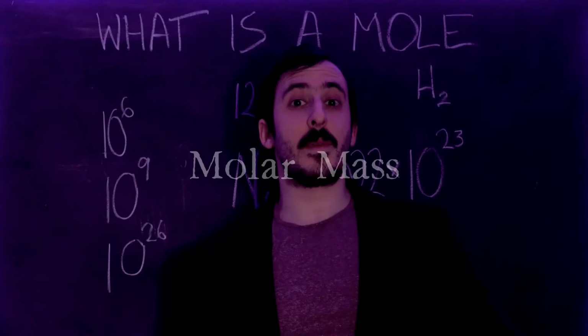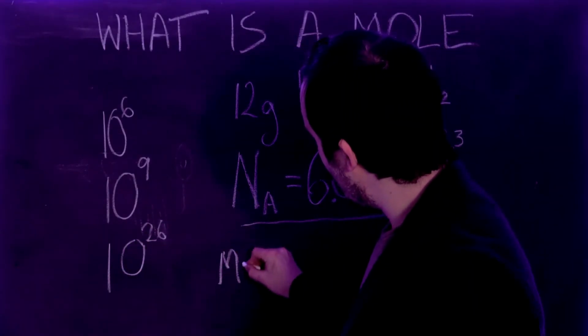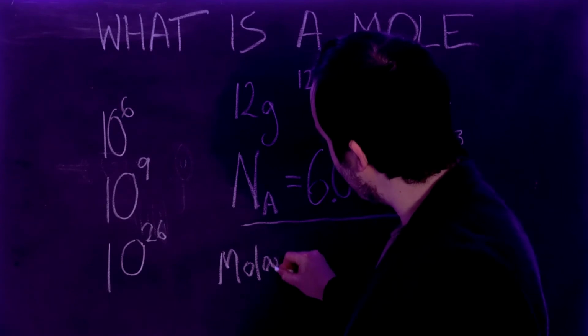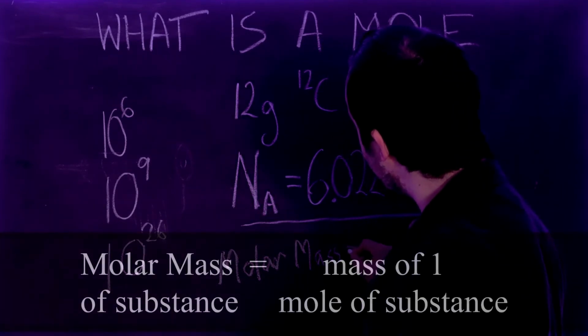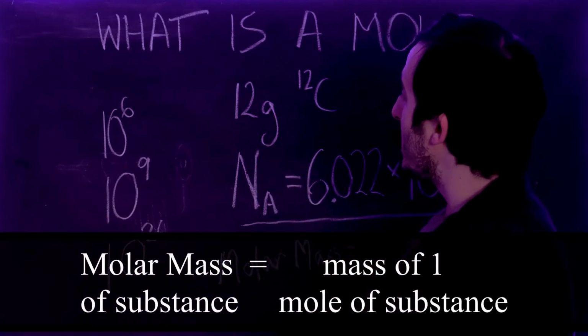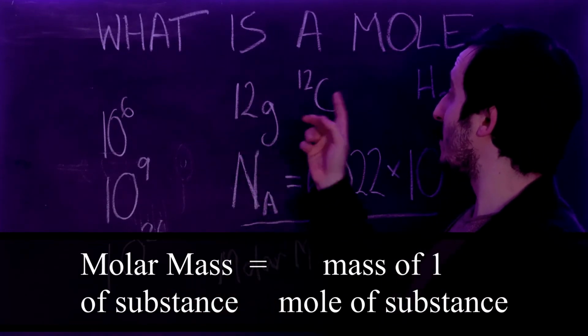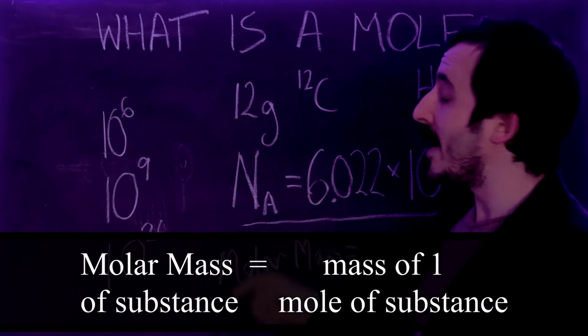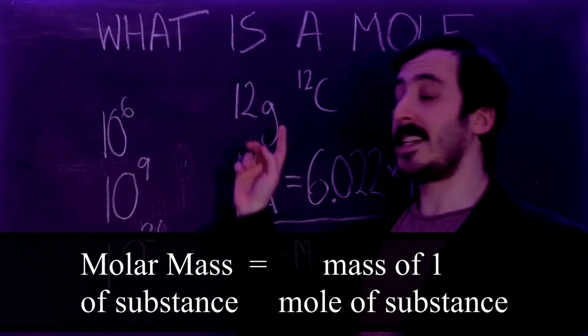So there's one other thing we briefly need to cover while we're here, and that is the molar mass. As you might expect, the molar mass is defined as the mass of exactly 1 mole of the substance. Since we defined the mole as the number of atoms in 12 grams of carbon-12, the Avogadro number, it should be no surprise that the mass of 1 mole of carbon-12 is 12 grams.